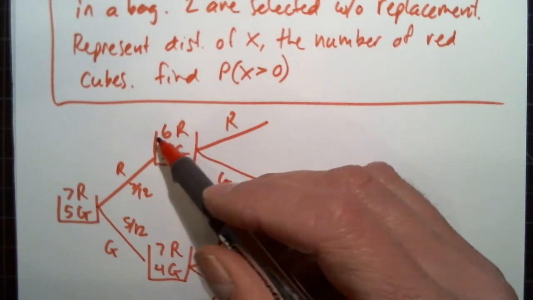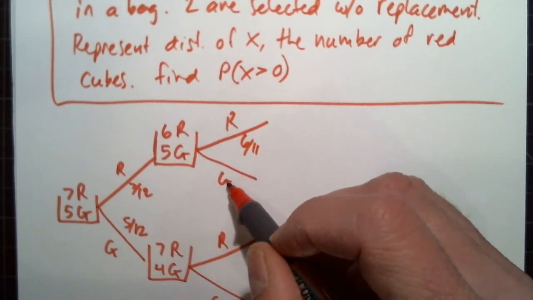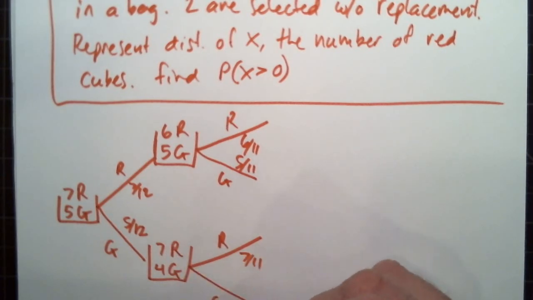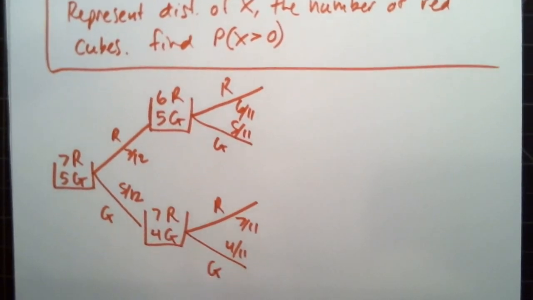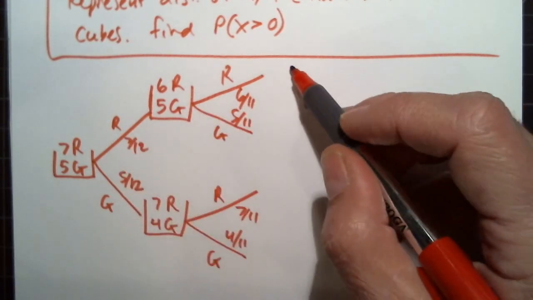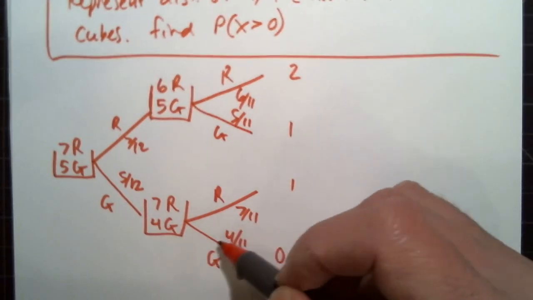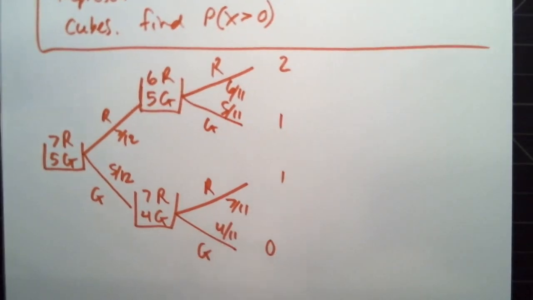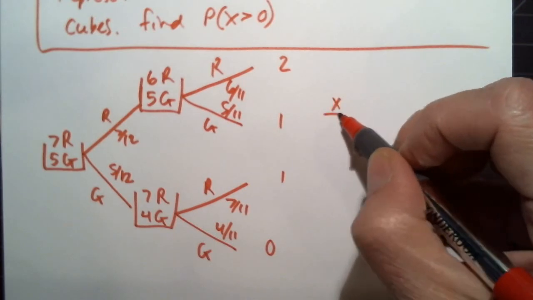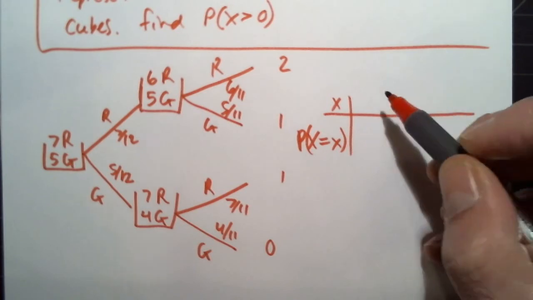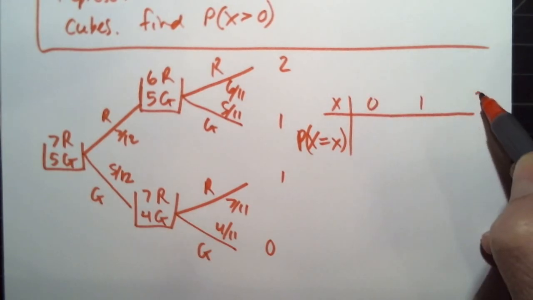And the probability of red is 6 out of 11. Green is 5 out of 11. Red, 7 out of 11. Green is 4 out of 11. And then we count the number of reds. So here we have 2 reds. Here we have 1 red, 1 red, and 0 reds. And we make the table. The probability, x can be 0, 1, or 2.